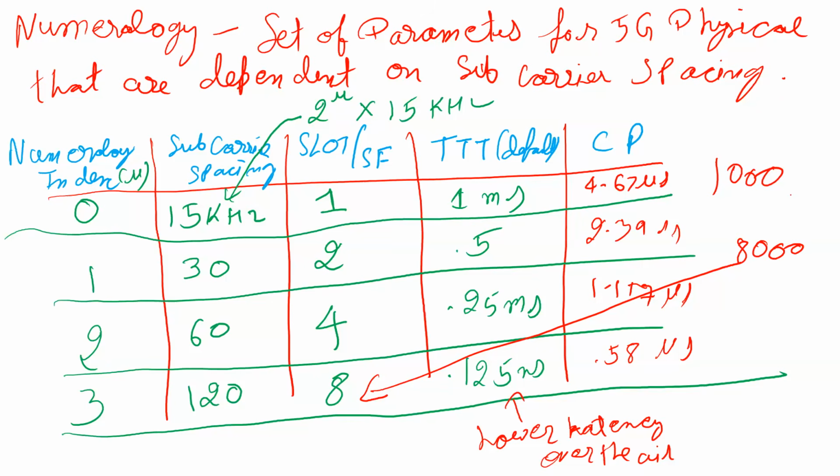Okay. But the only thing we have to note here is that these numerologies are assigned according to the frequencies. We'll discuss Doppler effect in next 3-4 slides. But just remember, when the frequency is low, then we can assign numerology 0, 1, and 2. And when the numerology is 2 and 3, we can assign FR2. So details of FR1 and FR2 you can see in my 5G course. But in low frequencies, you can assign numerology 0, 1, and 2. In high frequencies, we can assign numerologies 2 and 3. Okay.